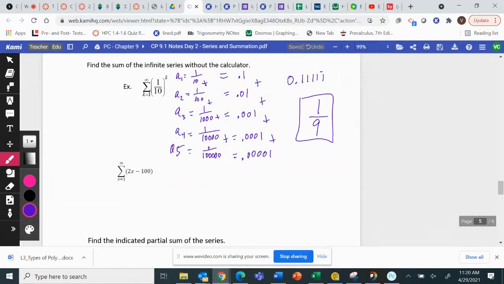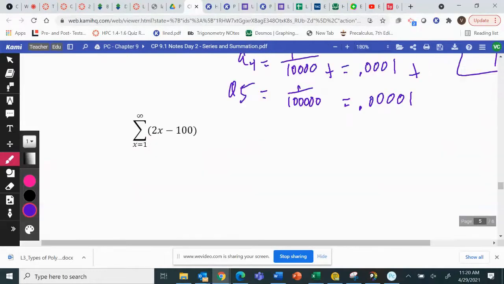All right, and then the second question, we're going to do that one by hand also. So a sub 1: 2 minus 100, negative 98. A sub 2. What's a sub 2? A sub 3. Is it negative 94?